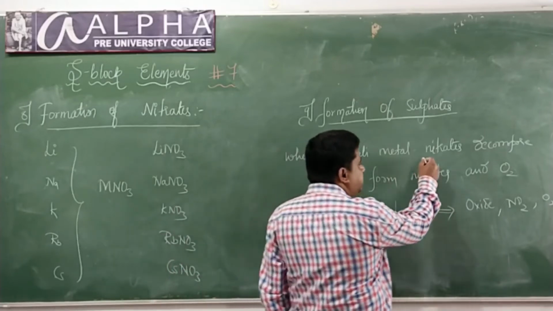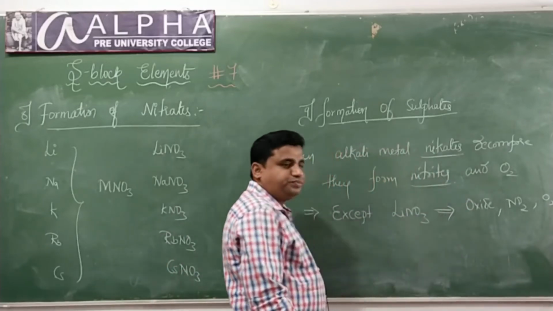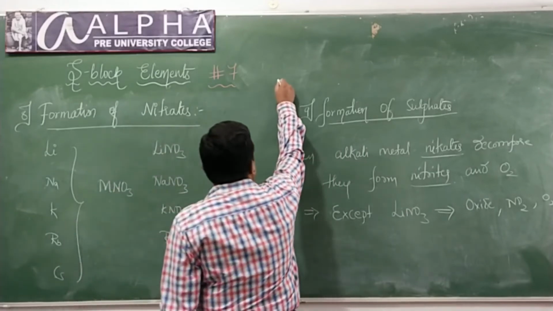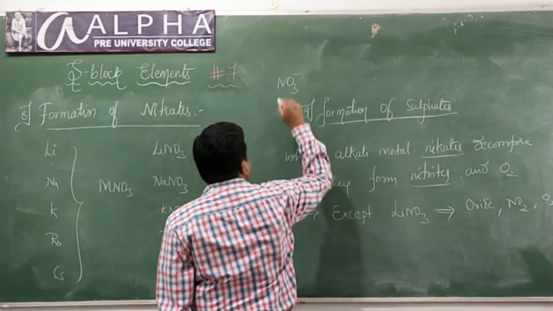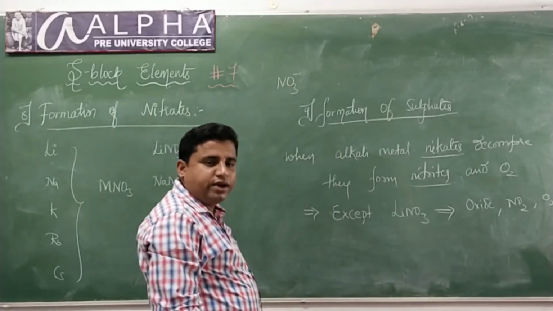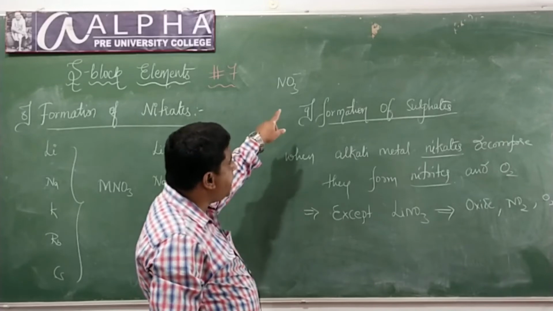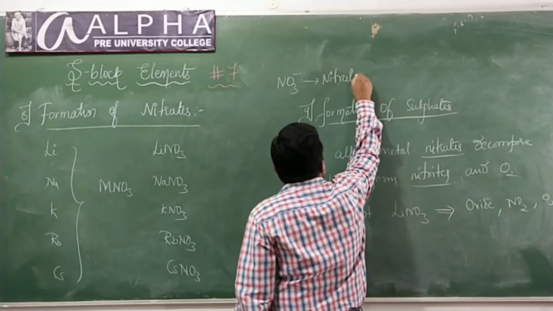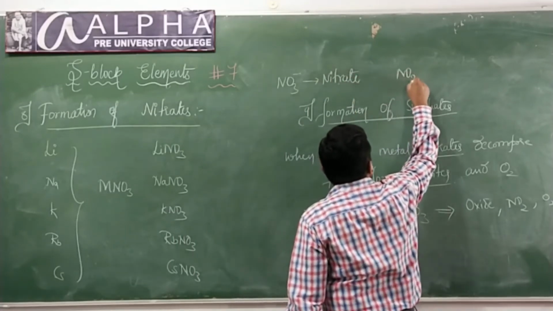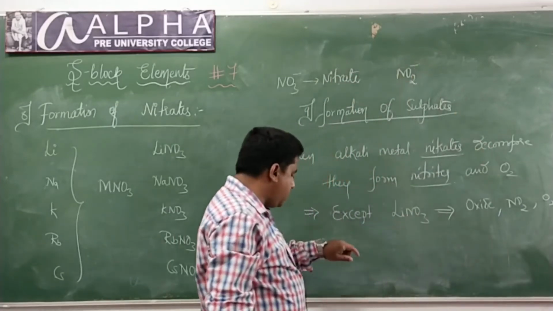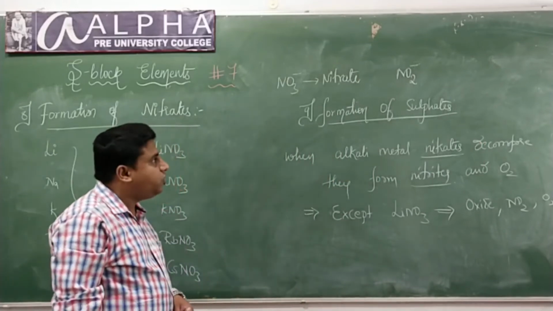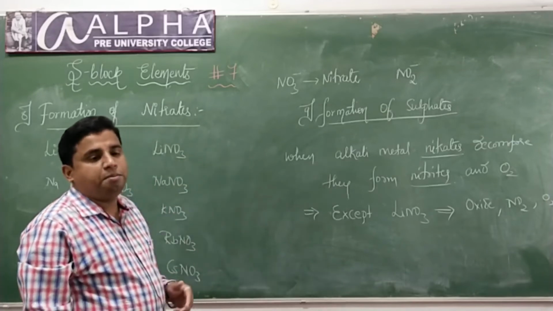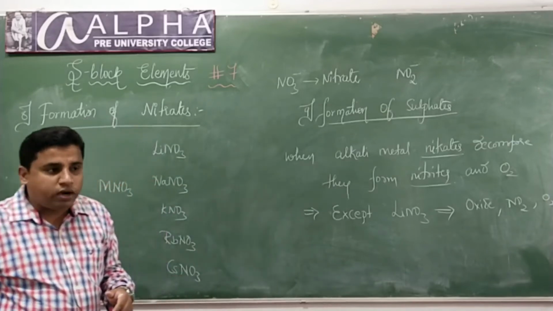By the way, what is the difference between a nitrate and a nitrite? Nitrate means NO3 minus. This is nitrate. Nitrite means NO2 minus. Are you getting it? Nitrate means NO3 minus, nitrite means NO2 minus. So what is it that I'm telling?